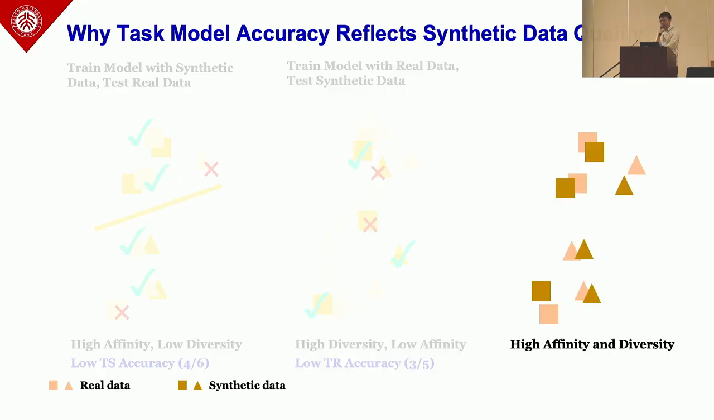In the last example, we show synthetic data with both high affinity and high diversity. The task model trained on real data can accurately classify synthetic data, and the model trained on synthetic data can accurately classify real data. The high TR and TS accuracy reflect high affinity and high diversity. To summarize, you can think of TR as a way to test how well the synthetic data matches reality, and TS as a way to test how well synthetic data supports reality.